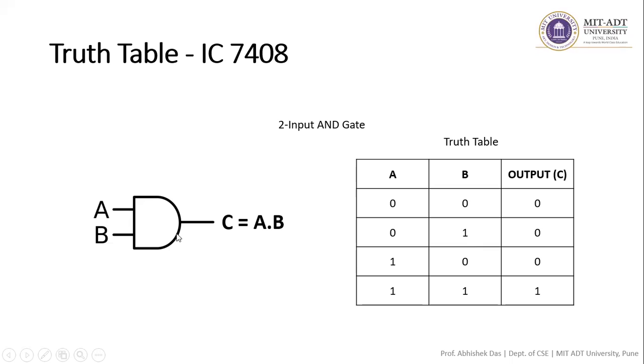Now this is the symbol of the AND gate, and this is the truth table of the AND gate, where we are using 2 inputs and 1 output. So A and B are the 2 inputs and the output is C. The AND gate is represented with the dot operator, where C equals A dot B. In some other books, you can see that C equals AB, it is also denoted like that.